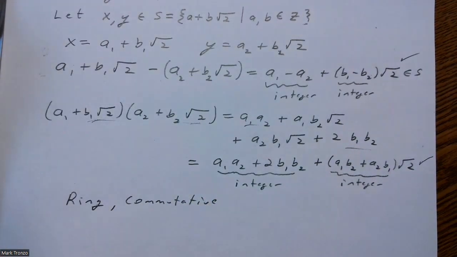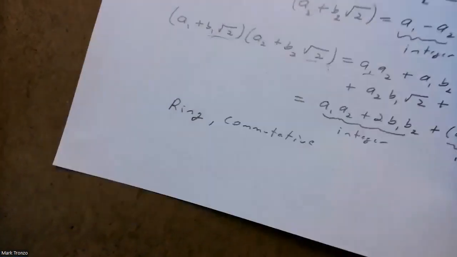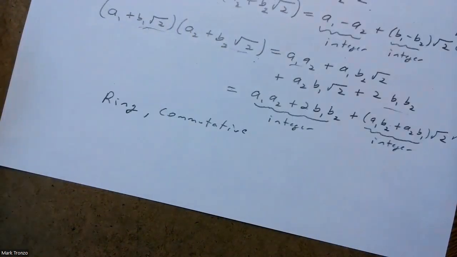So we have that so far. Any question on that? We have a commutative ring. And the next question is: is it a field? And we can use our subfield test.